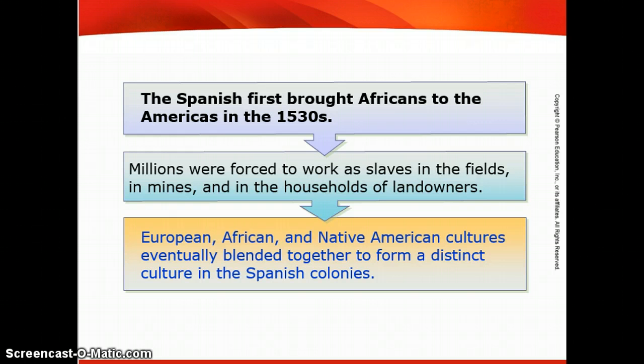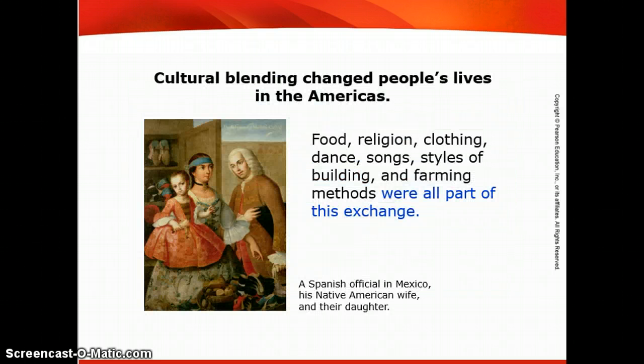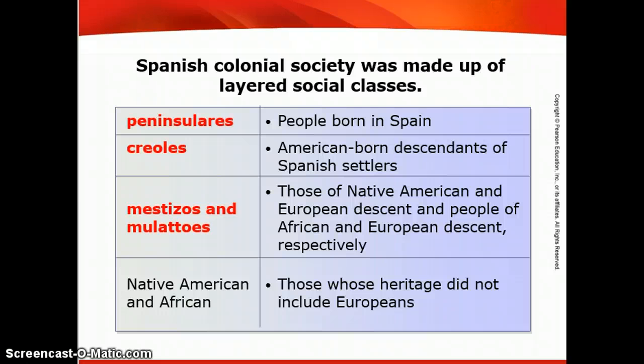European, African, and Native American cultures eventually blended together to form a distinct culture in the Spanish colonies. Cultural diffusion, we'll talk about that. Cultural blending changed people's lives in the Americas. Food, religion, clothing, dance, songs, styles of building, and farming methods were all part of this exchange, and there will be a new social hierarchy.